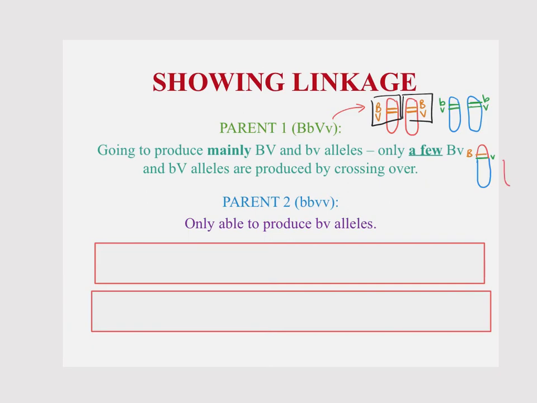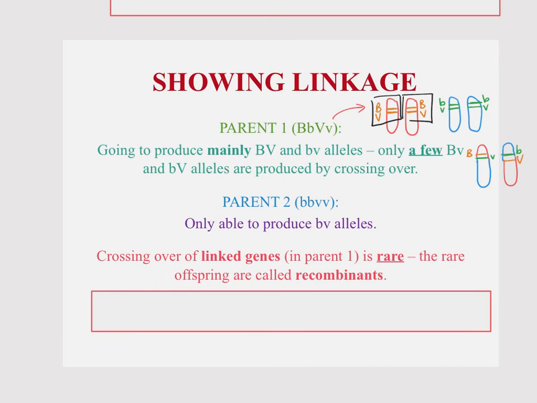So again, if we take a look at the other alternative, there we go, we can see again that little b, big V recombinants are also unlikely to be produced. Conversely, for parent 2, they are only going to be able to produce those little b, little v alleles. Right? And those crossing over, as we've said, of linked genes in parent 1, so the formation of these two is really rare, and those are our recombinants. Yeah, you can remember it saying they've recombined.